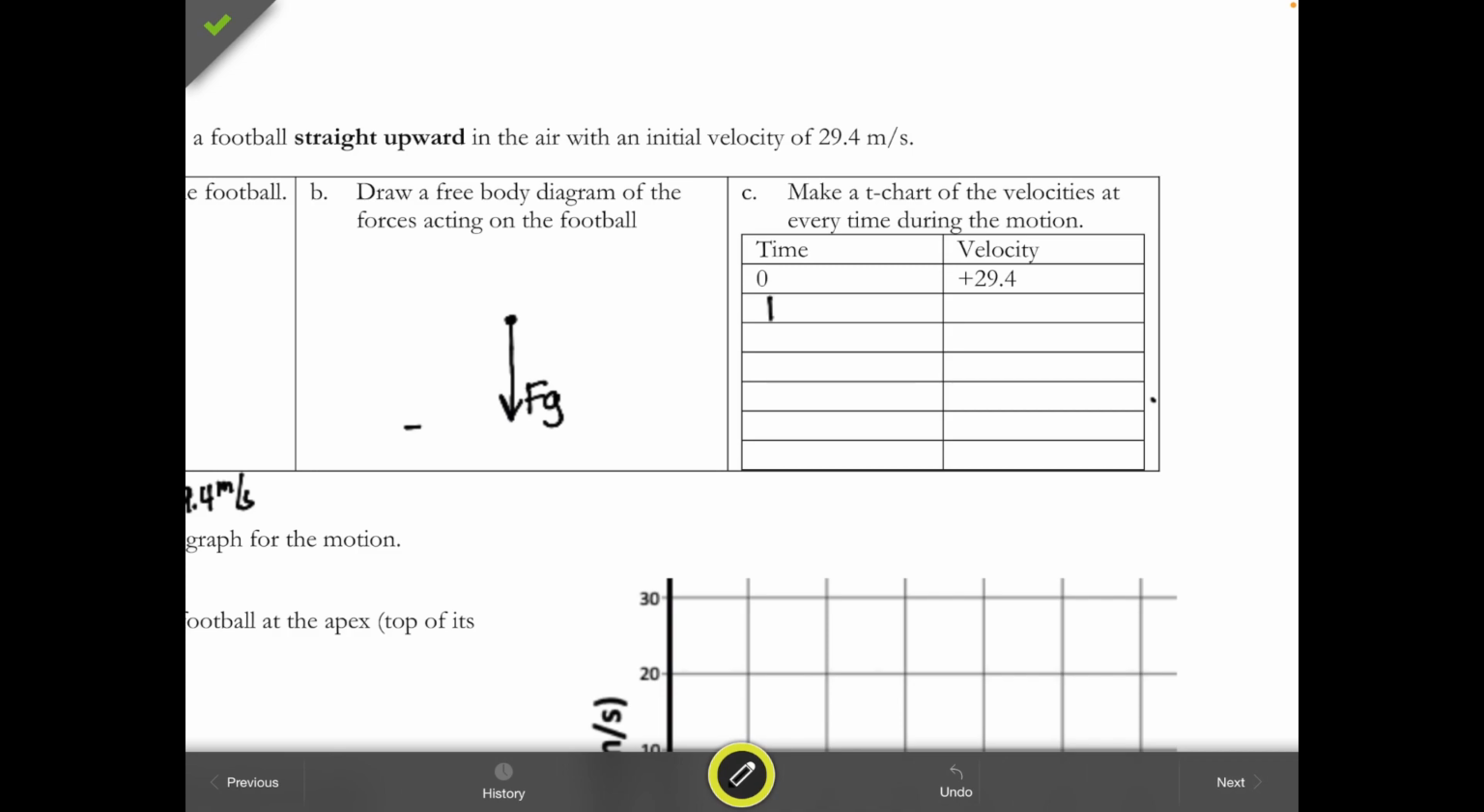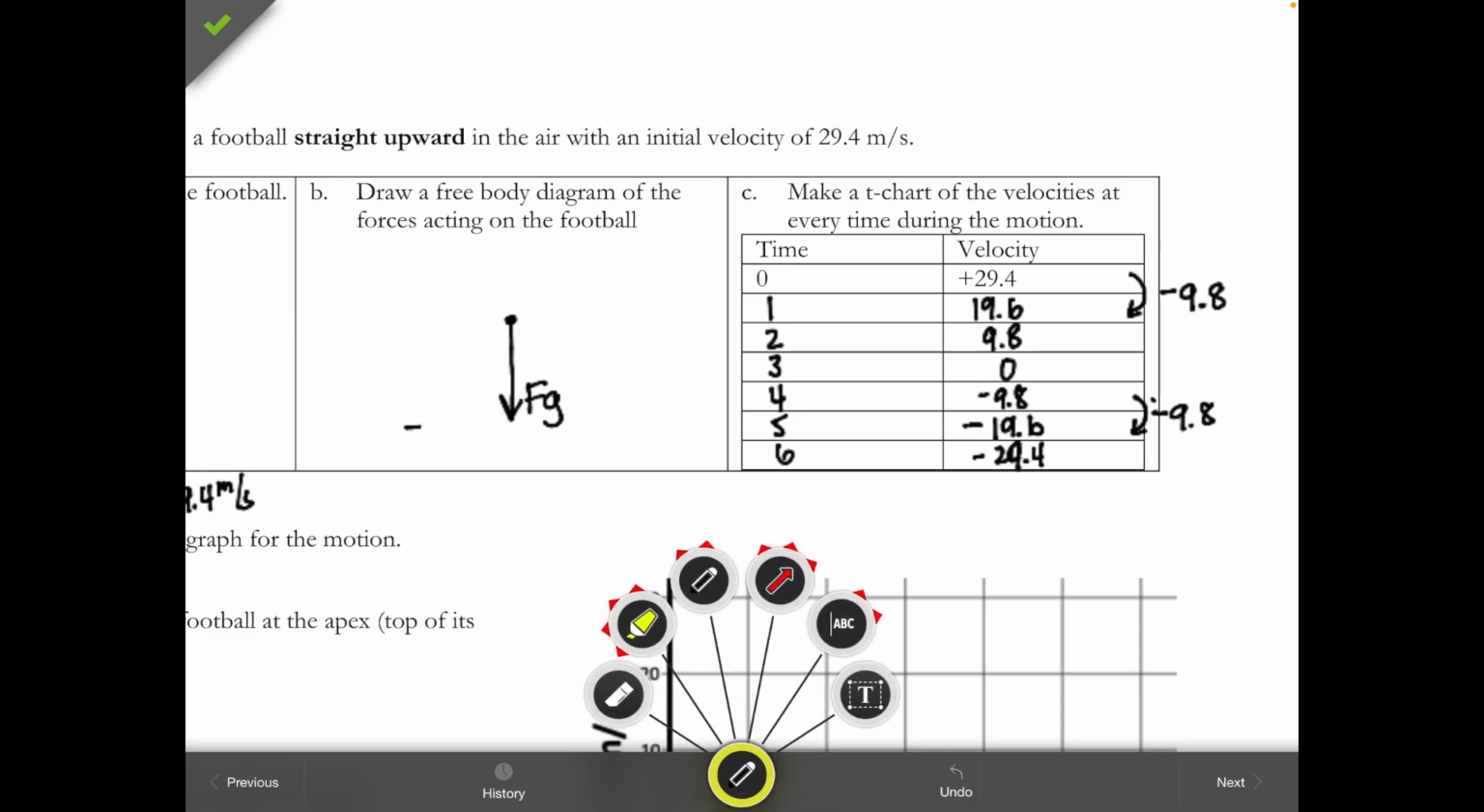Next, for every second of time that passes, the velocity of this ball decreases by 9.8. That's the idea with something that's accelerating due to gravity. Every second of time that goes by, 9.8 is subtracted. That means actually as the ball falls down, it's getting faster and faster and faster in the negative direction.